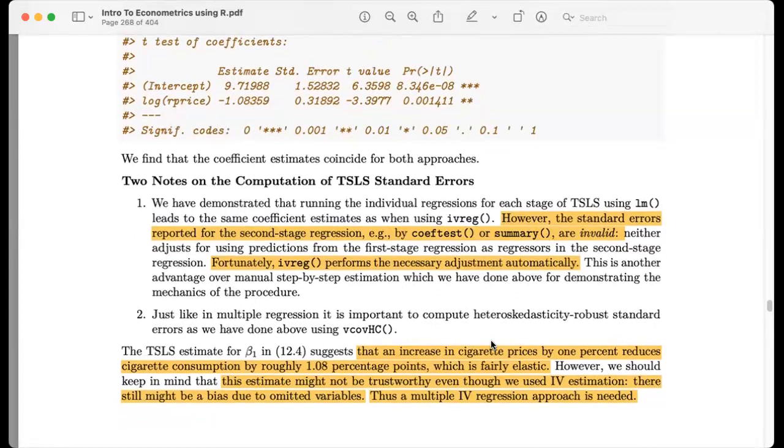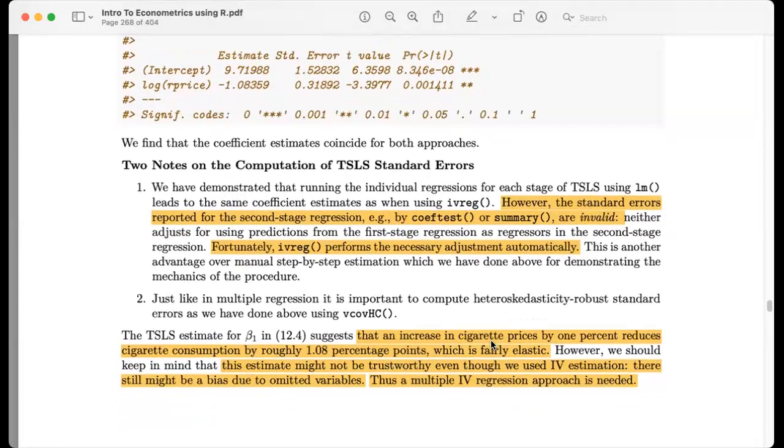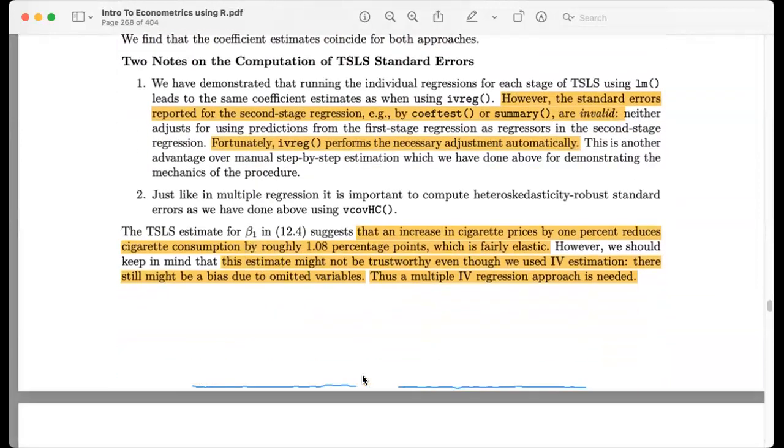But the problem is, should we trust this? Can we say with certainty that this is unbiased? Because there could be problems of omitted variable bias, since we are just looking at the price. The price could be correlated with the income, so we expect richer states to be able to afford more. We need to add more regressors.